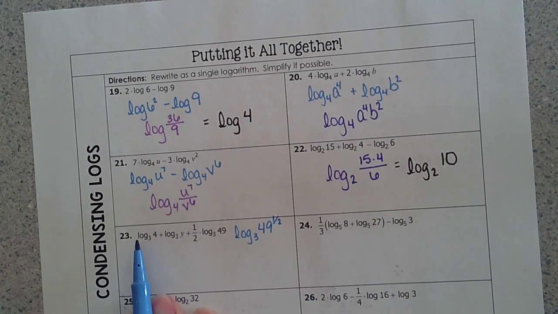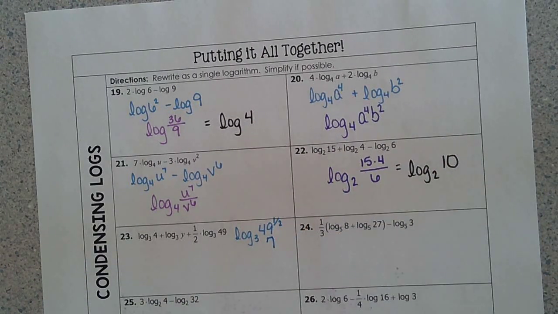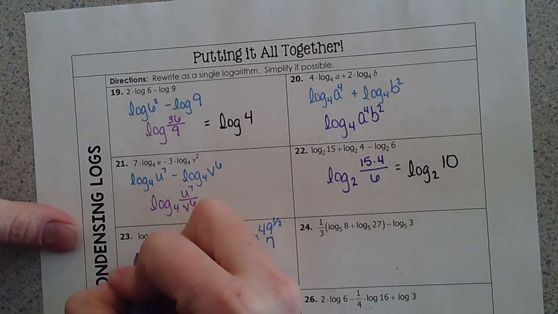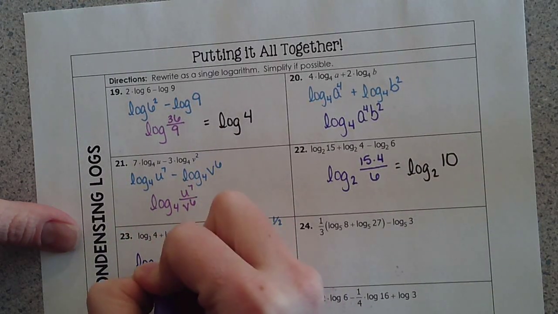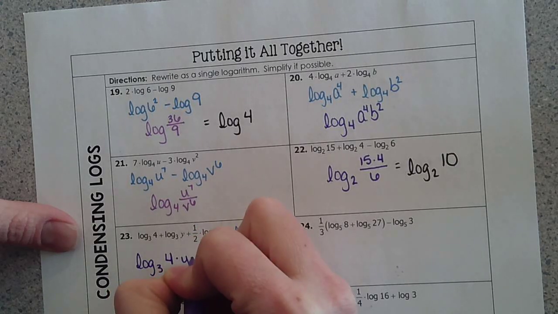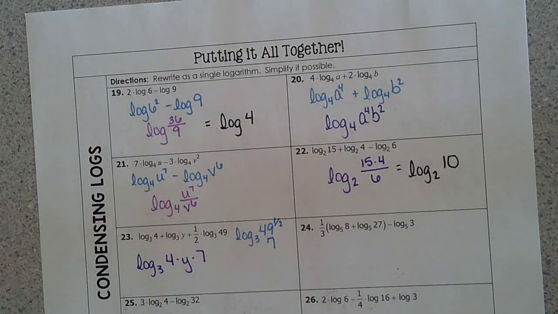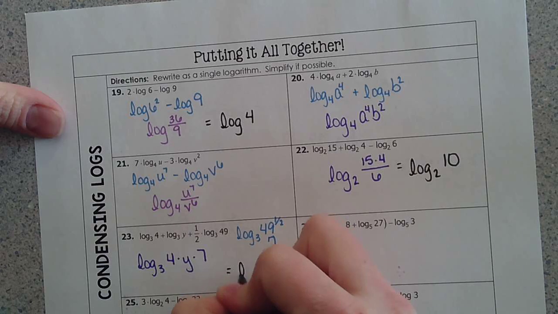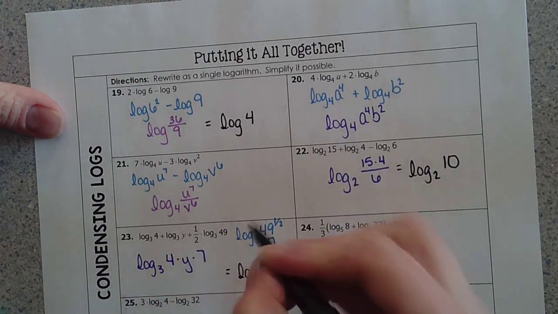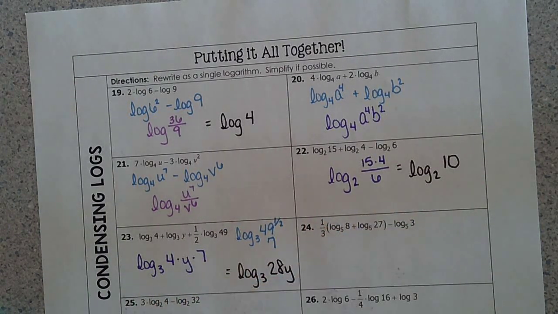Okay, so what I have is log base 3 of 4 plus log base 3 of y plus log base 3 of 7. So now I have a multiplication problem. I have addition, addition, addition. So I'm going to do multiply, multiply, multiply. Log base 3 of 4 times y times 7. And I'm just going to simplify that to be log base 3 of 4 times 7 is 28y.